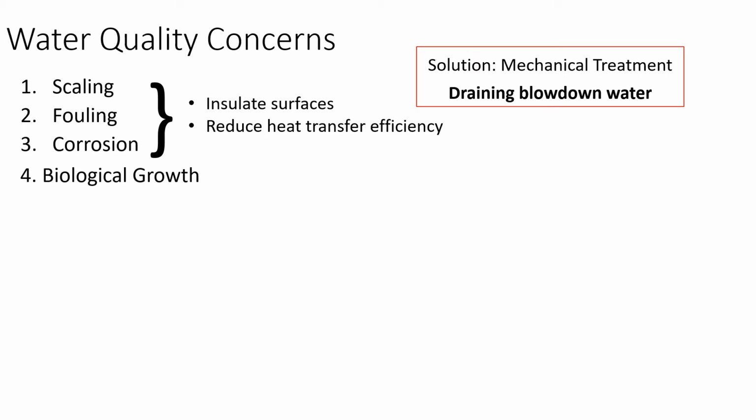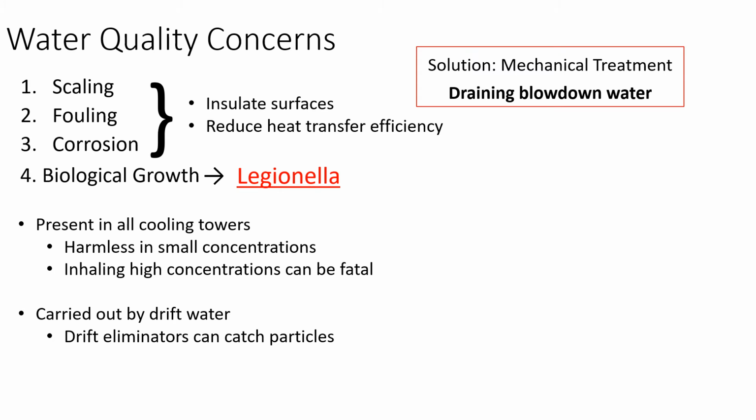Draining blowdown water is effective for controlling scale and corrosion, but this does not address the problem of biological growth. The most dangerous kind of biological growth is Legionella. Legionella is present in all cooling tower systems because towers naturally create an ideal environment for Legionella to live and grow.